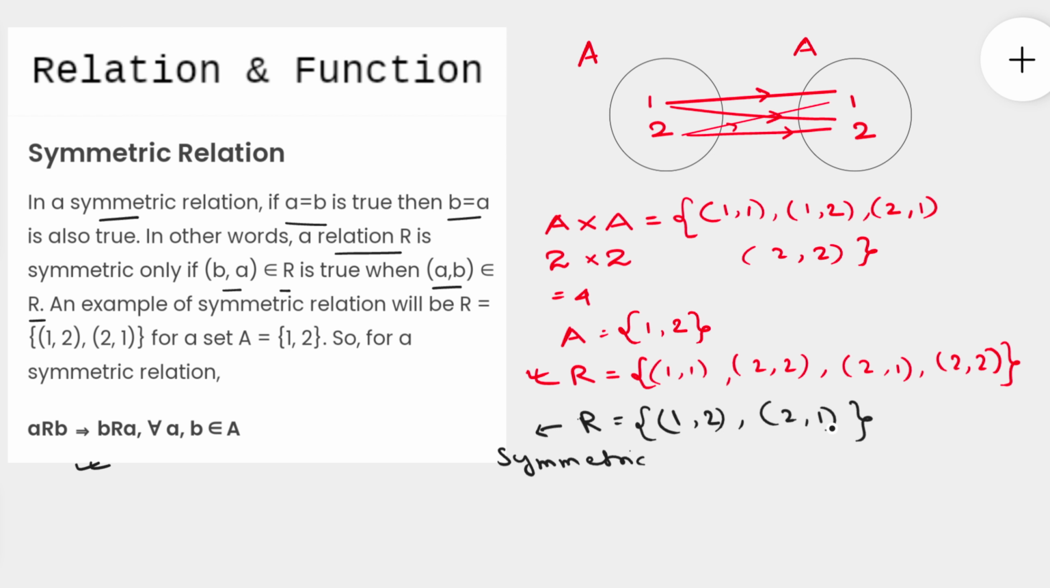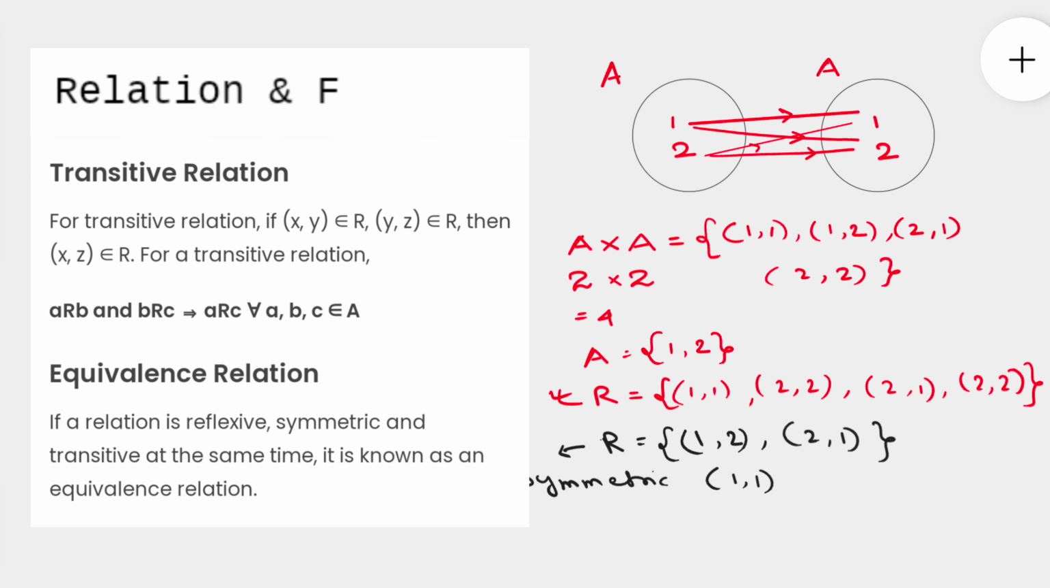Say suppose we have a particular ordered pair 1, 1. Now if it stays, it's not a problem because the reverse of it is also true. That means if we just have the symmetric ordered pair here, 1, 1 will be 1, 1, so this will still be a symmetric relation. So let's move on to the last type of relation, that is the transitive relation.